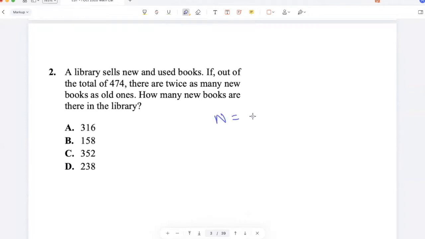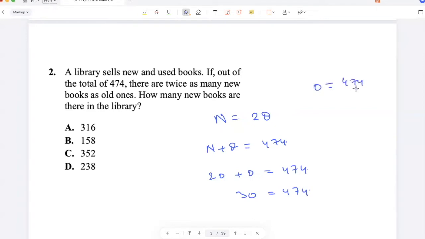So number of new books is twice number of old books, and new plus old books is 474. So 2O plus O is 474. 3O is 474. So O is 474 by 3. 3 ones are 3, 3 fives are 15, 158. So that's the number of old books. So new books is 2 times number of old books. 2 times 158. So that's 6 carry 1, 316.